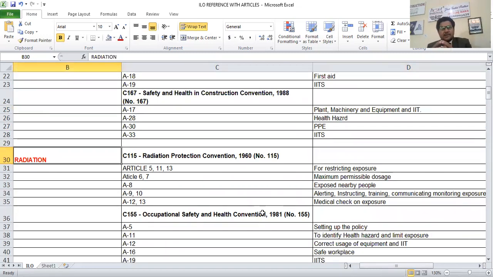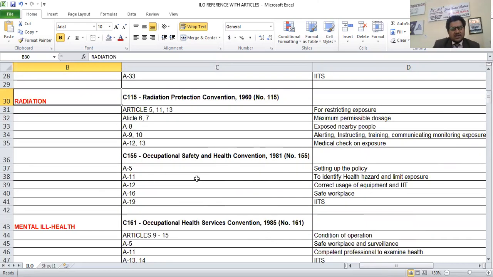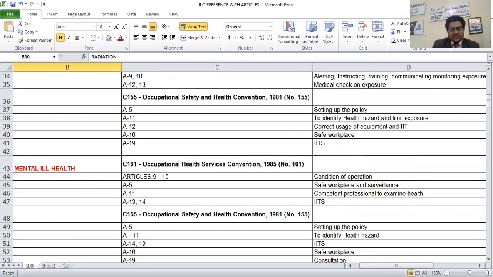So what I mean is, whatever hazard you are targeting, or whatever controls you are explaining, based on which international standards you conducted your risk assessment, you can give the exact reference from that Excel sheet.